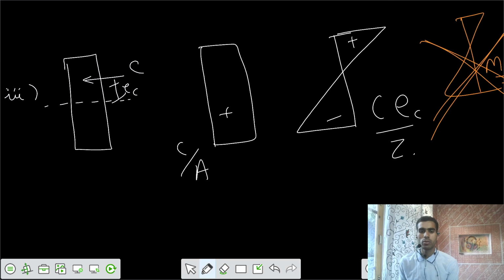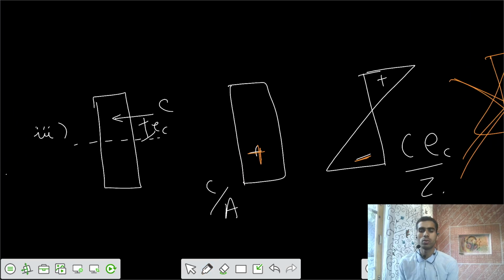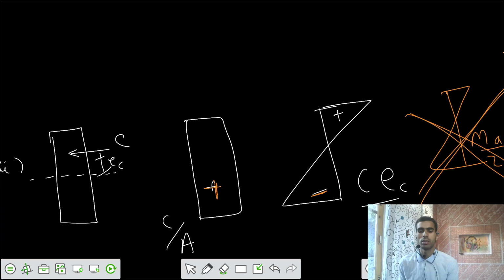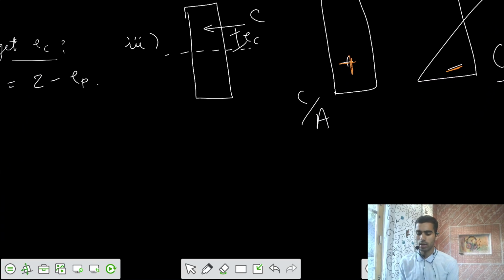Only two diagrams we have to take: one is C by A, and the next one is CEC by Z. So this is your third method, that is the strength method. Let's take a problem so that we can understand.